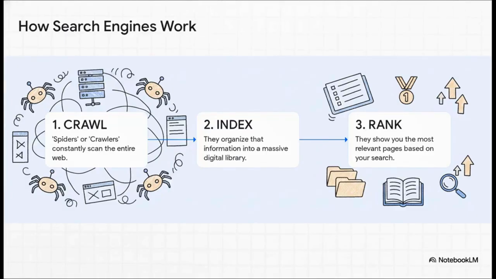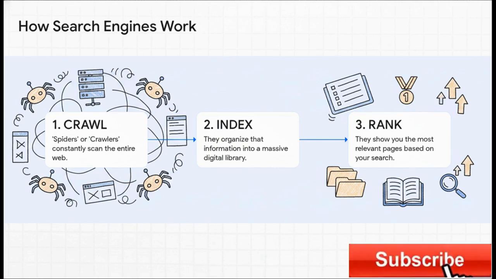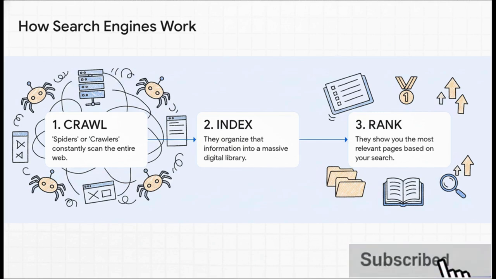But have you ever wondered how it all works so fast? It's like magic, I'm telling you. It's basically a three-step process. First, these little programs they call spiders are constantly crawling the entire internet. Then, they index everything, like organizing a huge library. And finally, when you type something, they rank all the pages to show you what they think is the most useful. It's quite an amazing system.